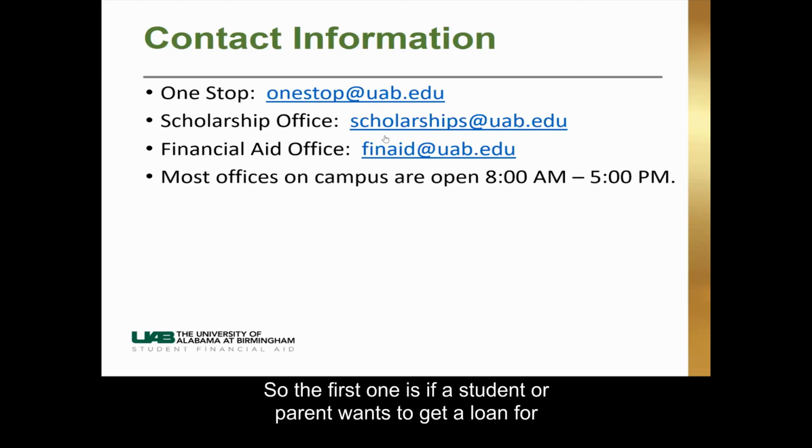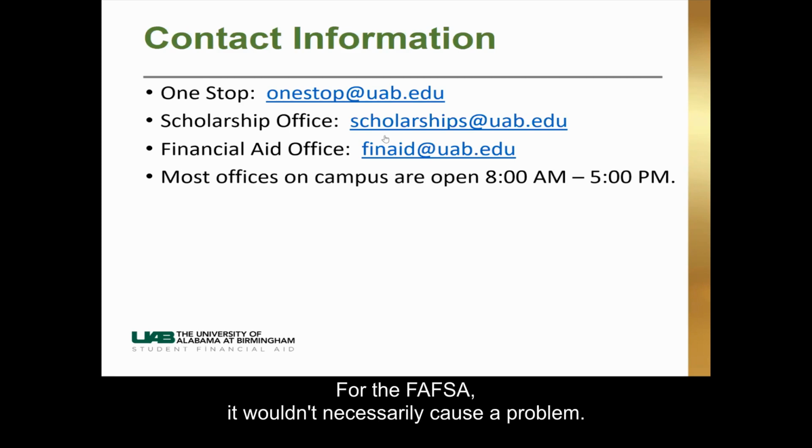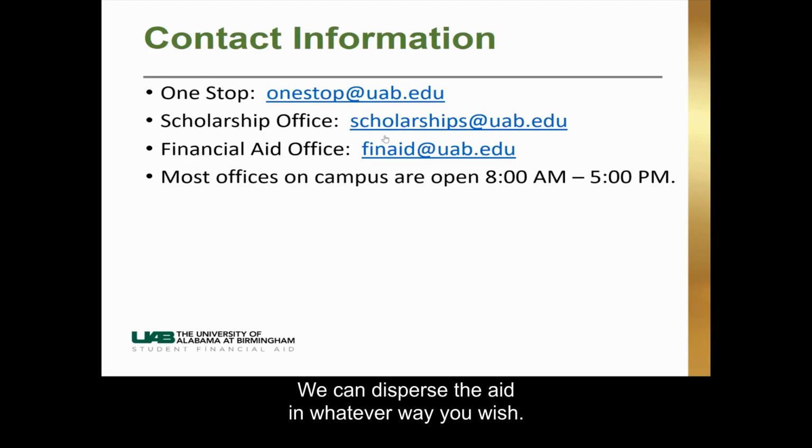So the first one is, if a student or parent wants to get a loan for just one semester at a time, can they ask for only the one semester amount to be dispersed, and then reapply before the second semester? Yes, you can do that. For the FAFSA, it wouldn't necessarily cause a problem. We can disperse the aid in whatever way you wish.